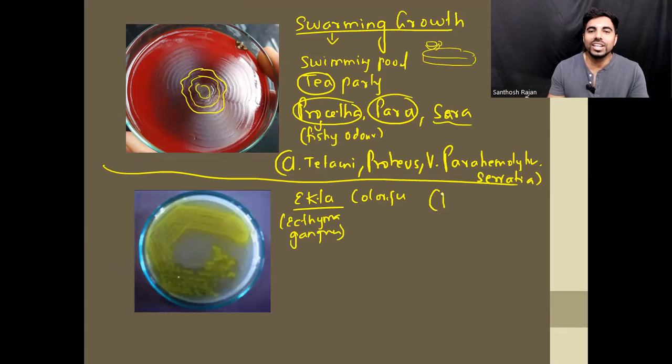Ecthyma gangrenosum is caused by which bacteria? Pseudomonas. That's what Pseudomonas means. That disease can be very important, Pseudomonas. I told you she is colorful, everything colorful. And there are so many. She goes to Shanghai, and she gets what?